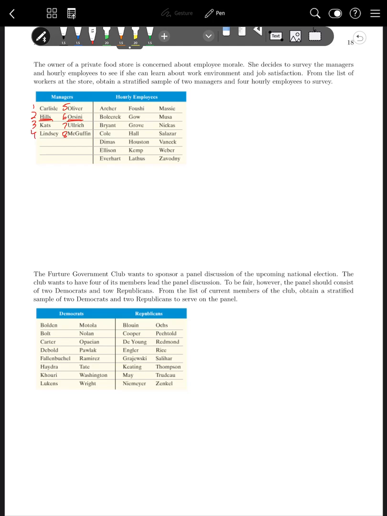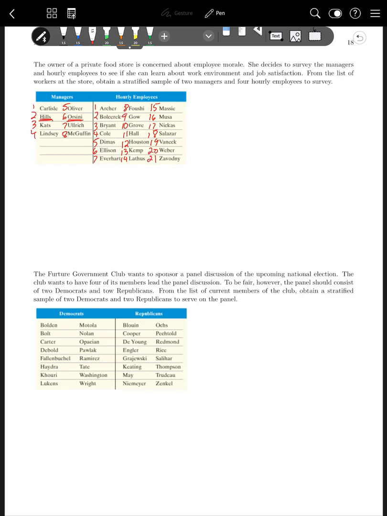So if we did the same thing for hourly employees, you want to label them first. And the reason you want to label them first is if you label them after you randomly select the numbers, it's possible that you could bias it by labeling these in a way that gives you the sample you want.